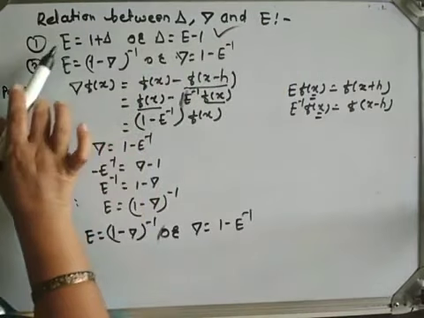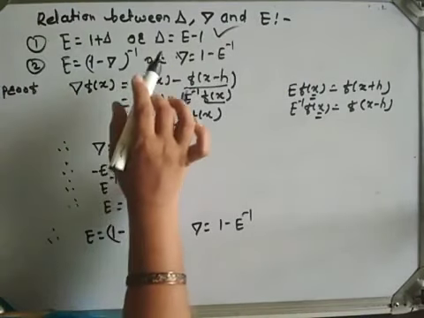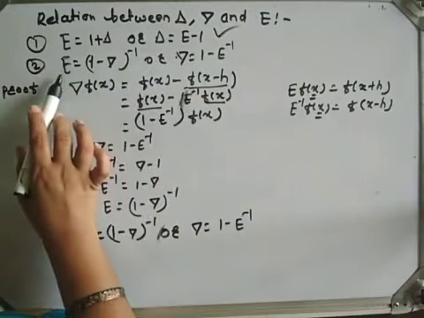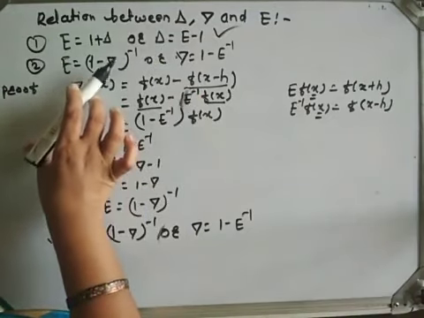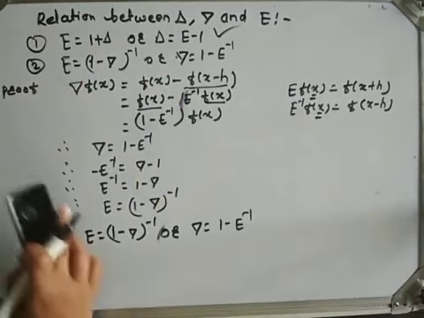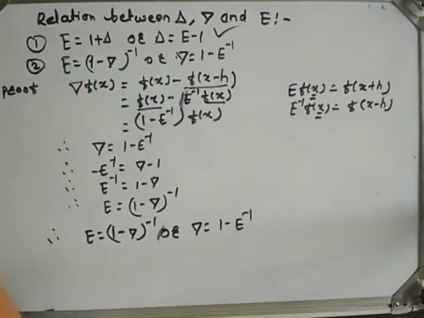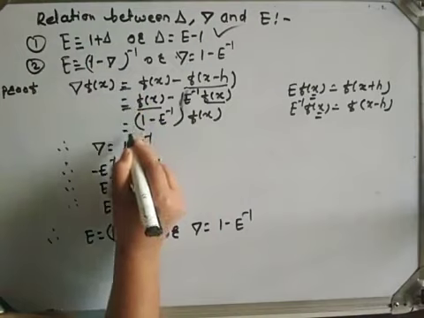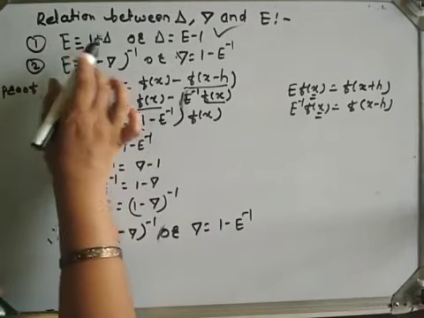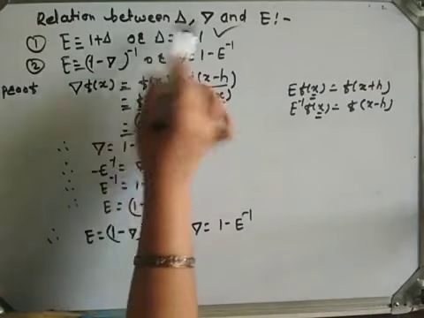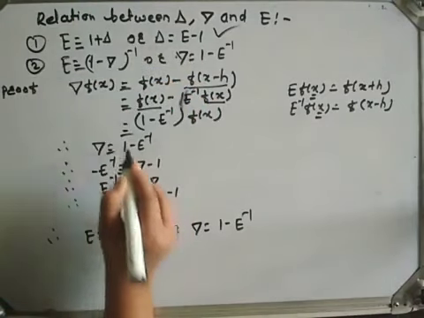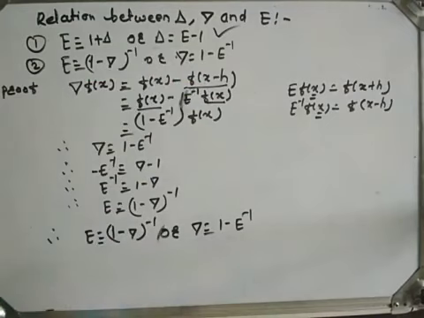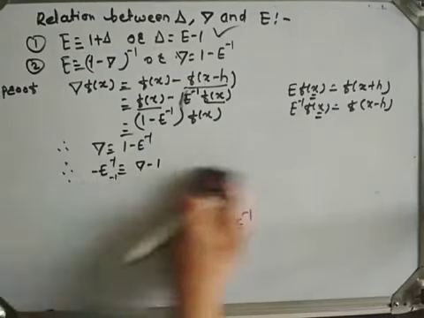Students, remember the relations: E is equal to 1 plus delta, delta is equal to E minus 1, and E is equal to 1 minus del inverse, or del is equal to 1 minus E inverse. Here we say equivalent. Actually equal and equivalent are alike, but since E, 1 plus delta and del are operators, we use the word equivalent. Okay. Let us take one example.